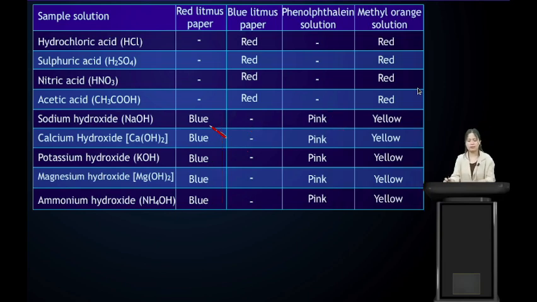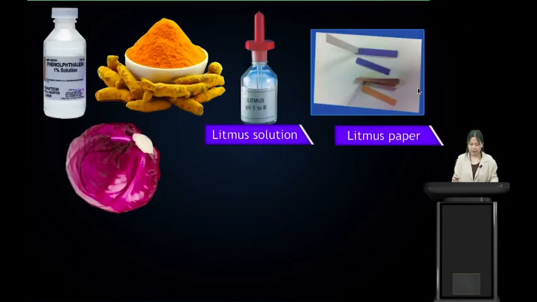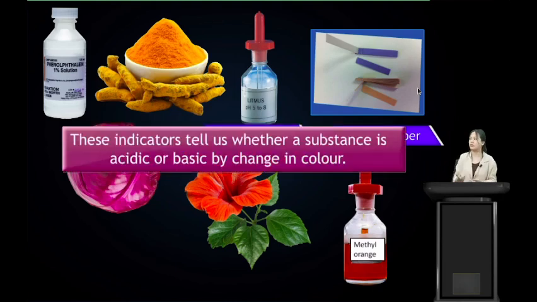So by observing this change in color, we can identify whether the given substance or the given solution is acid or base. Phenolphthalein, turmeric, litmus solution, litmus paper, red cabbage, China rose, methyl orange. These are some of the indicators that tell us whether a substance is acidic or basic by change in color.